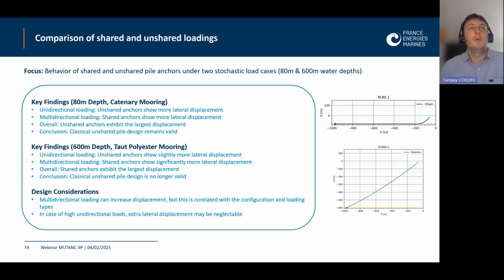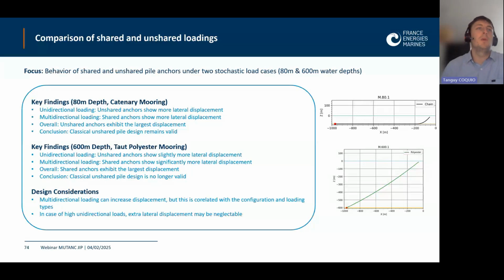So if we look at the 80-meter depth catenary mooring and 0% chain, we saw that for unidirectional loading, the unshared anchor shows more lateral displacement than the shared anchor, and for multidirectional loading, meaning in between environments, shared anchors show more lateral displacement. But overall, it's the unshared anchors case that exhibits the largest displacement. Meaning, if we stay with the unshared pile design, it is conservative and the design remains valid for this case.